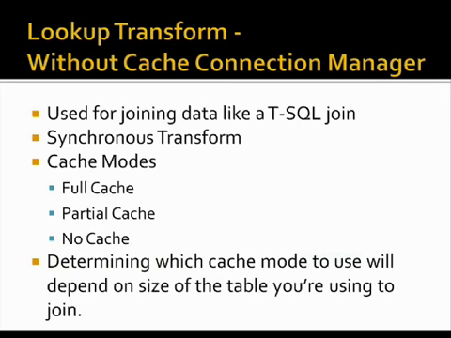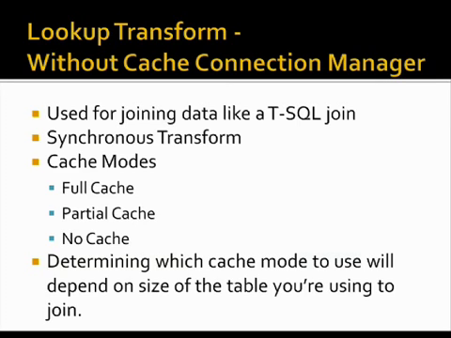So, what is a lookup transform? Basically, if you think about it in T-SQL language, it's a join. So you're joining whatever you have in your data flow pipeline to some extra rows from another table. The lookup transform is a synchronous transform, which means that as data is going through your data flow pipeline, it's not going to block it, and rows will continue to go through. Although, depending on which cache mode you pick, your package could still have performance issues. It really depends on the size of the table that you're joining to.